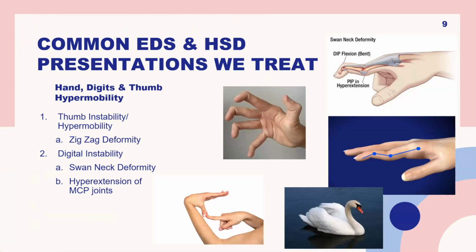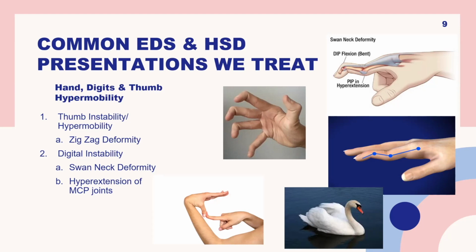The center photograph is a typical presentation of a hand that we see that has hypermobility in the joints, including the thumb. So the thumb is a very unstable joint often, and it ends up presenting as a zigzag deformity with hyperextension, meaning that it's more flexible in the one joint, which leads to flexion, meaning that it's more bent in the top joint. So that is a common presentation in the thumb.